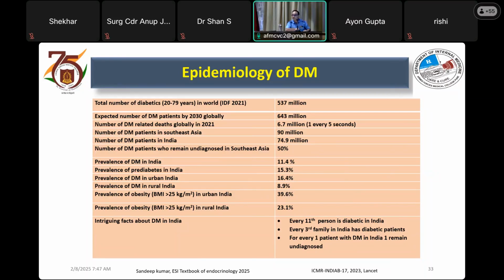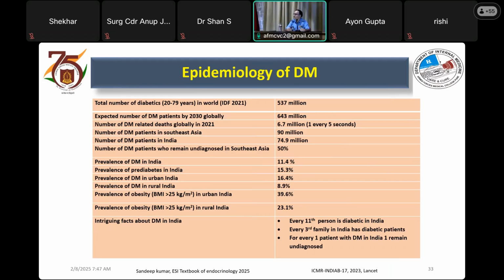Prevalence of pre-diabetes is 15.3%. If you add these two numbers, we have about 25% in the reproductive age group. That is a very, very high number. This study also told us that the prevalence of obesity is about 40% in the Indian scenario. This paper also brought up the discussion that Indians have very intriguing characteristics: every third family in India has a diabetic patient, and for every one patient diagnosed in India, one remains undiagnosed. So this is the tip of the iceberg, and probably we are only scratching the surface. A huge number remains underneath this iceberg which needs to be diagnosed, and screening is the answer for this.